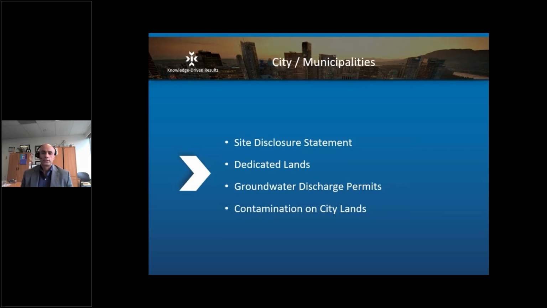So what I suggest is having that conversation with your client and also with the city to understand, will there be any dedicated lands and where the dedicated lands are.